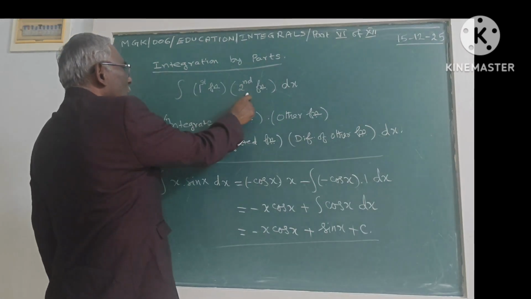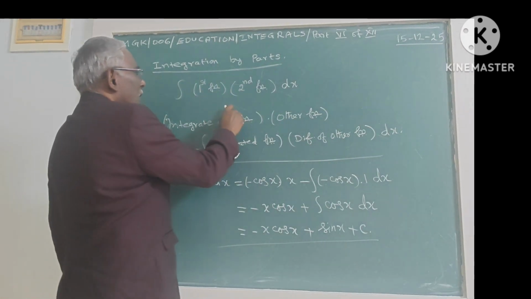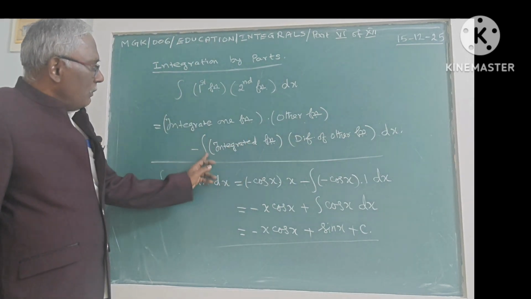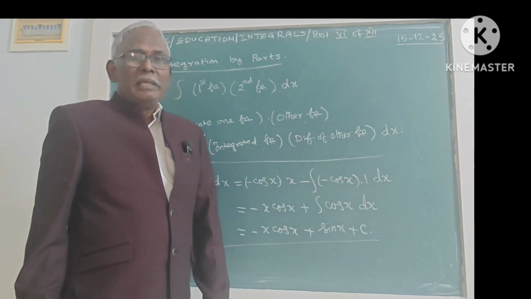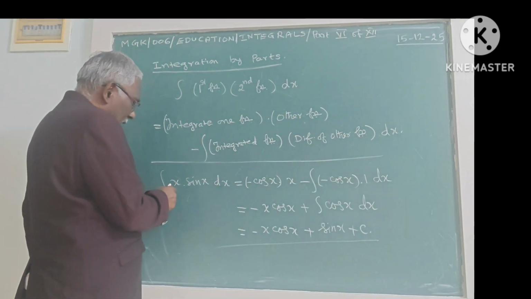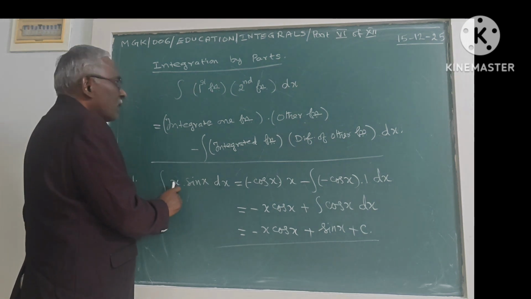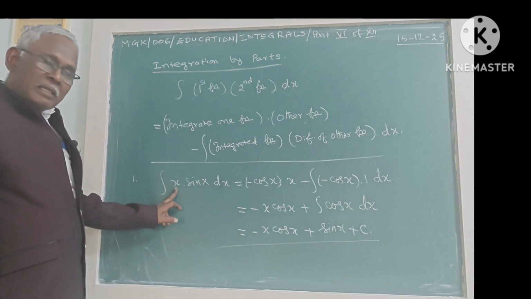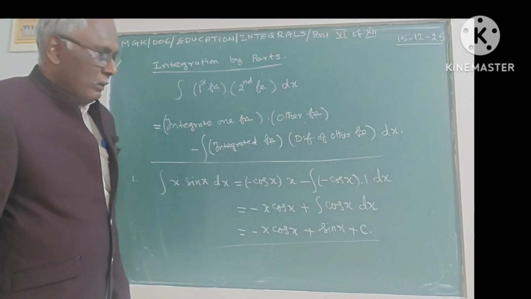plus c. Of these two, one function we have to integrate, then into the other function minus integral of integrated function into differentiation of other function into dx. So integral x sin x dx. Here we have taken this as the other function for differentiation, because when you differentiate x, that will become 1, it reduces to the formula, simpler form.